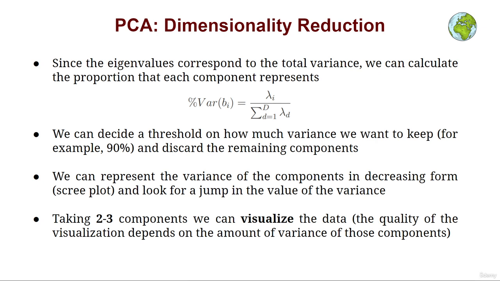So finally, if we take 2 or 3 components, we can visualize the data, because it is possible to visualize data in 2 dimensions and also in 3 dimensions. Now, the quality of this visualization depends mainly on the amount of variance of those components. We will see many examples of this in the practical section of this course, where we will apply this PCA technique, the principal component analysis, in Python.